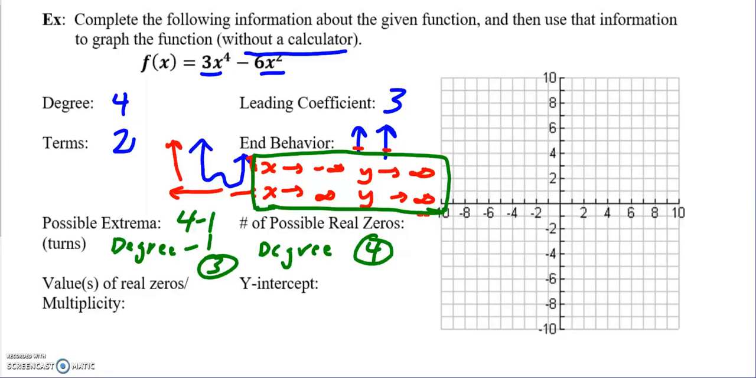So here is where I'm going to pause this video because I'm running out of time. In the next video, I will find the zeros, I will find the y-intercept, and I will use all this information to graph on here. And we'll do a couple more examples.